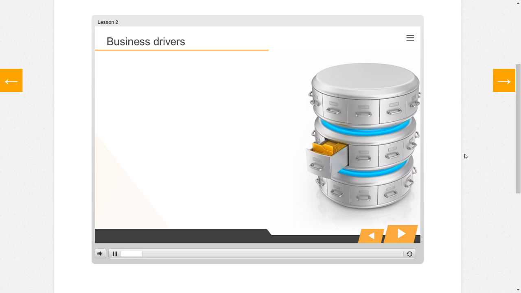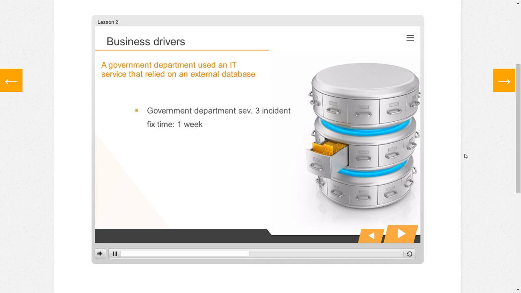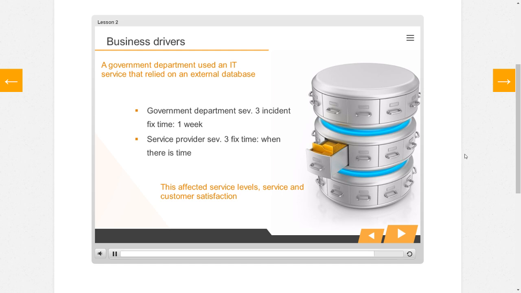Here's an example of miscommunication related to data and information that comes from our course authors. While working at a government department, they worked on an IT service that relied on a database provided by an external organization. The government department had a fixed time of 1 week for incidents that were classed as Severity 3. The service provider had a corresponding incident category, but the fixed time on it was "when we have time to do it." Service levels were missed, service was affected, and customer satisfaction fell before this issue was identified and corrected.